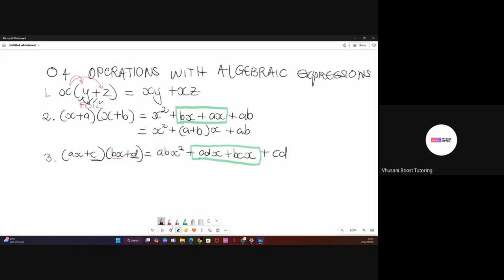Okay. So let's just simplify this. We have abx squared plus, we take out a common factor of x, right? And then we basically have the ad remaining plus the bc remaining. And then we have that x that we took out, right? And then we have the plus c and d remaining. And that will be our final answer.